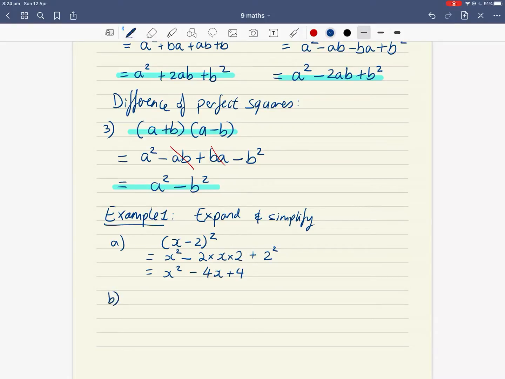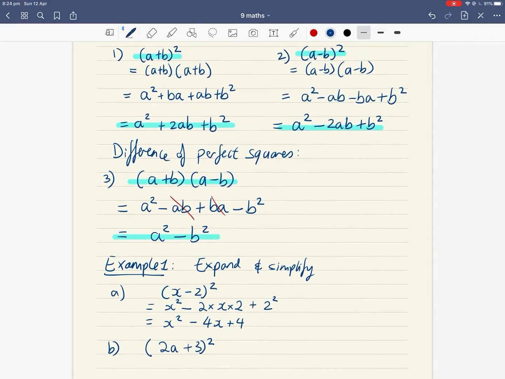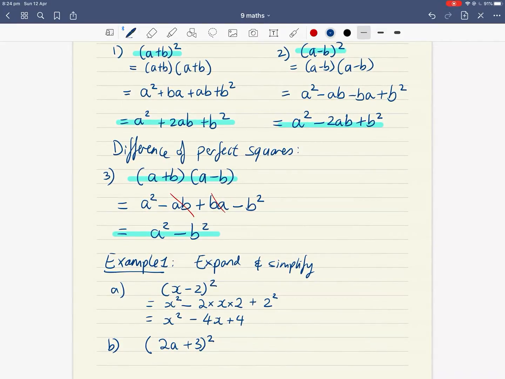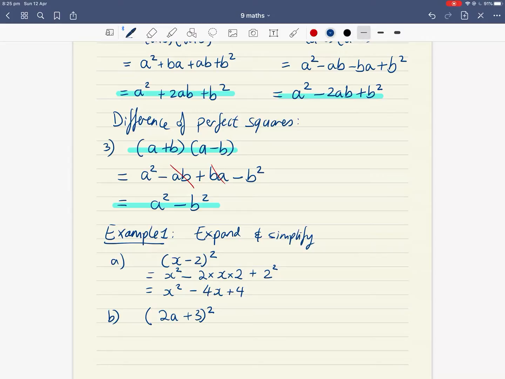Right, so let's do part B. B says let's expand and simplify brackets 2a plus 3 all squared. So matching up with your patterns, is it pattern number 1, 2, or 3? Well, it's one bracket all squared, so it's either pattern number 1 or pattern number 2. It's a perfect square. Now look at the sign inside, it's a plus, so it's pattern number 1. So our first term is 2a, our second term b is 3. So jumping straight to the pattern, a plus b all squared is a squared plus 2ab plus b squared.